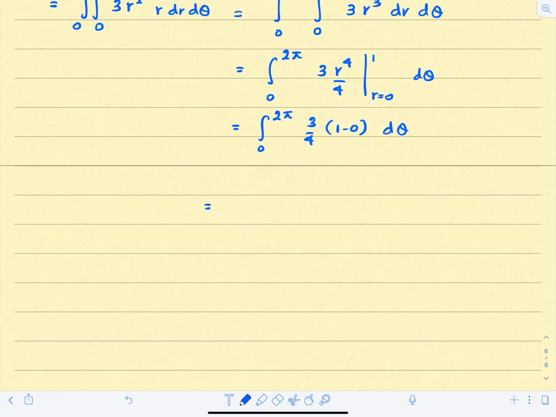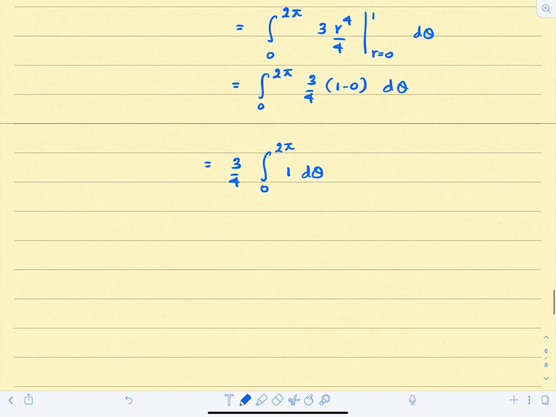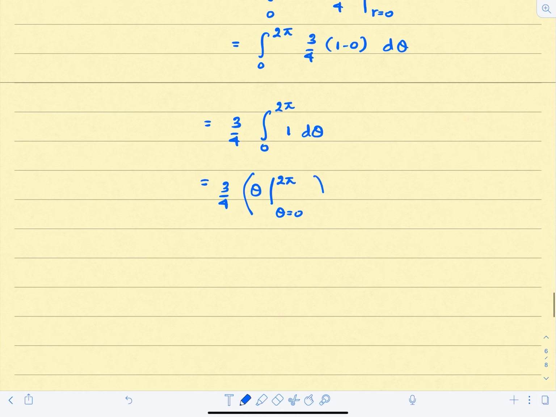We can pull out 3/4 from the integral because it's a constant. Now we have the integral of 1 d theta. The integral of 1 with respect to the theta variable is theta. The lower limit is 0, the upper limit is 2 pi. If you apply the upper limit, you will get 3/4 times 2 pi, which is 3 pi over 2.